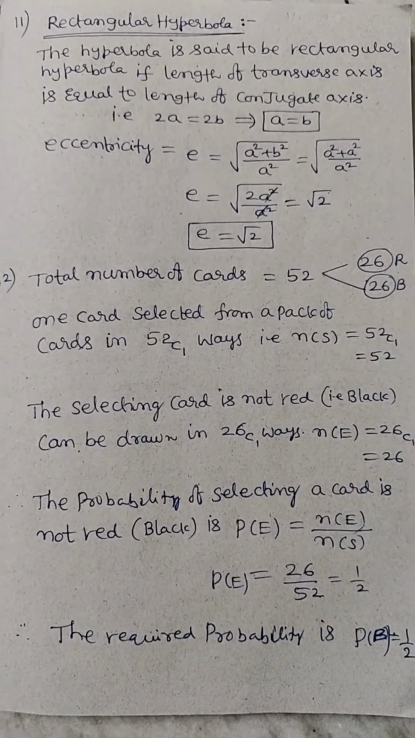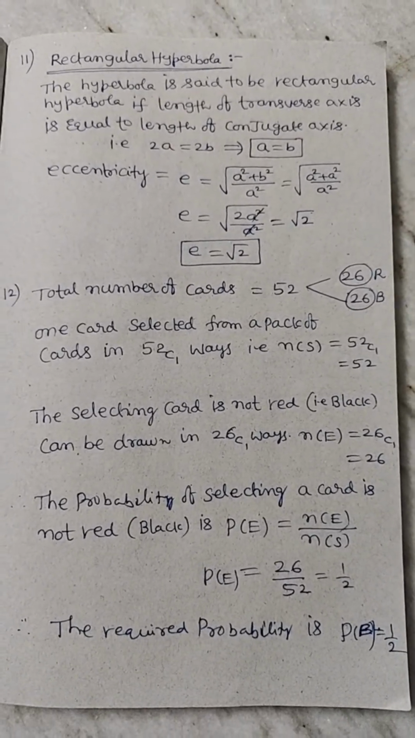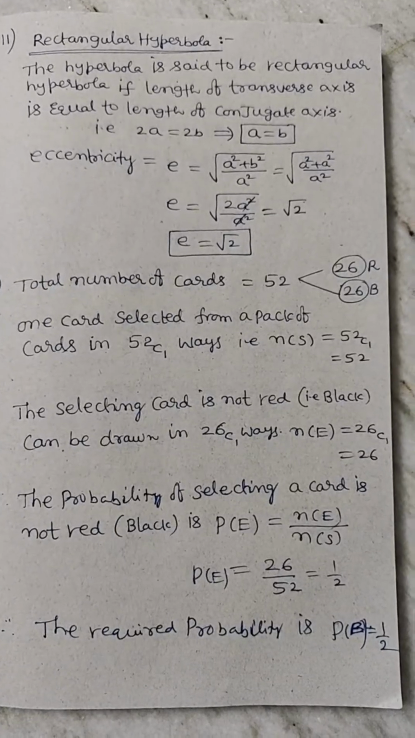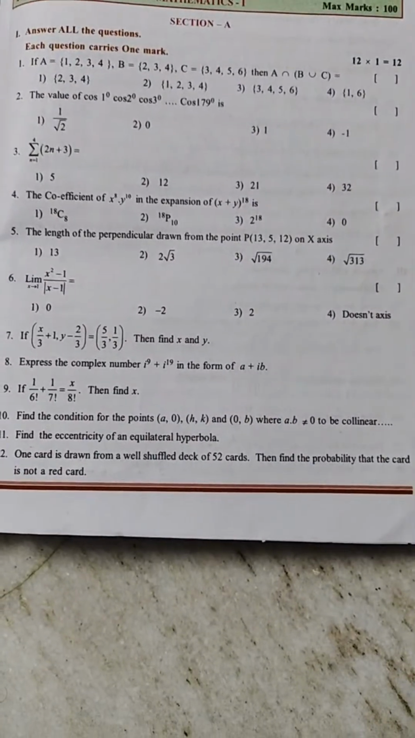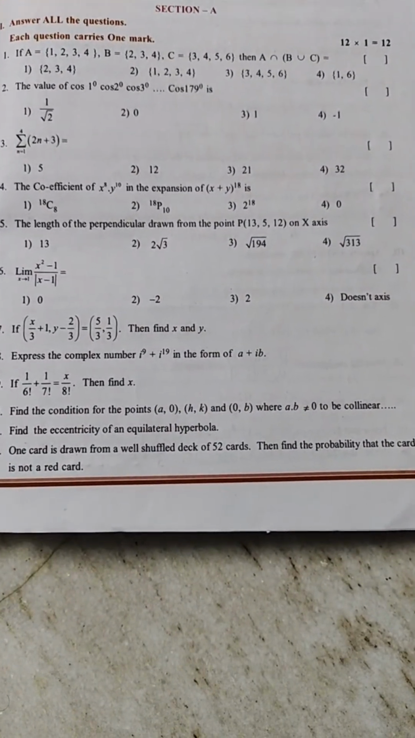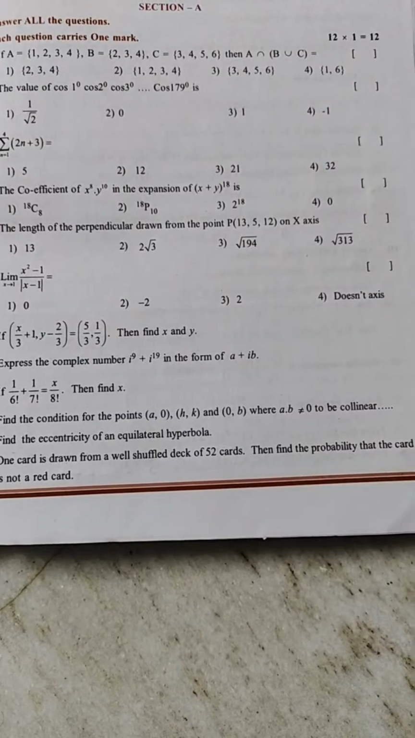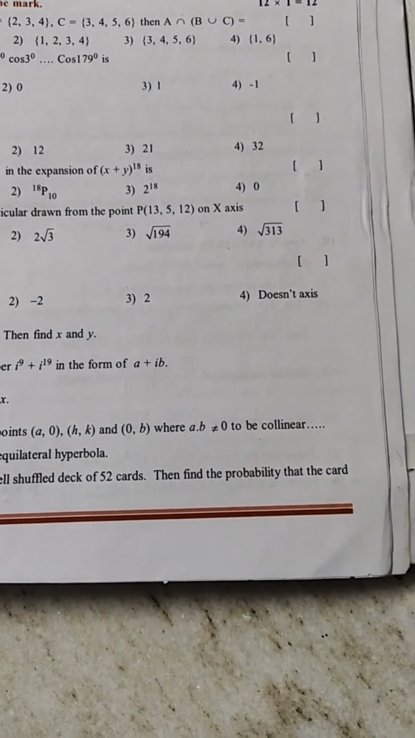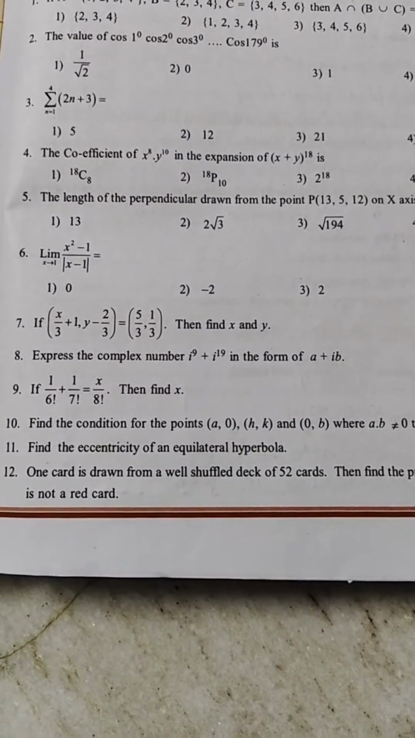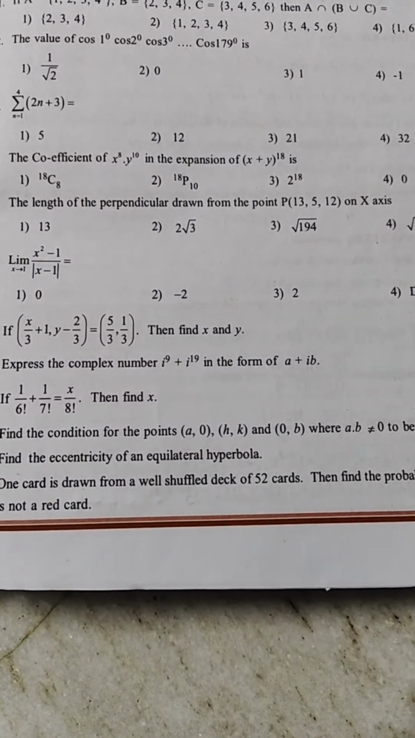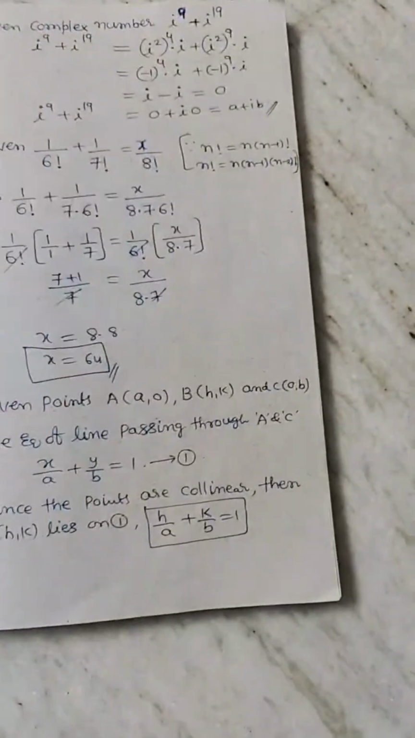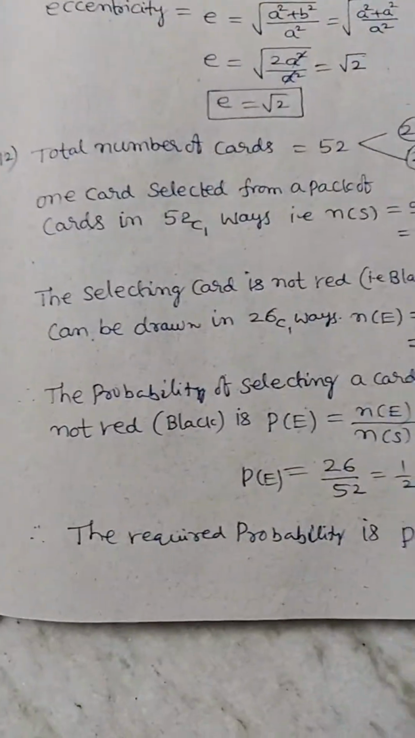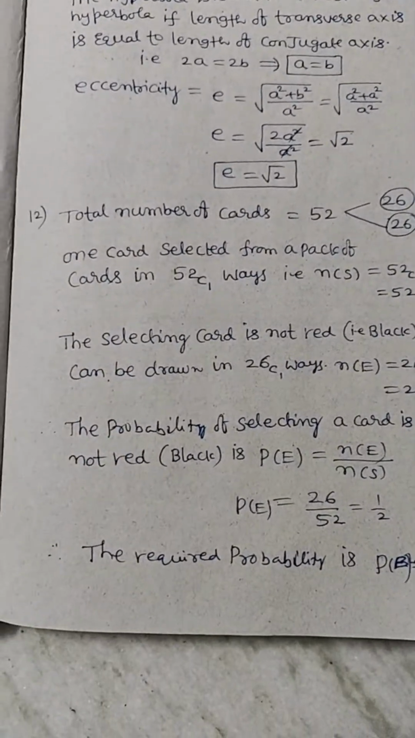Okay, dear students, we'll move to the last question in this section. The last question is related to probability. One card is drawn from a well-shuffled deck of 52 cards. Then find the probability that the card is not a red card. This is the question, dear students. See how we are going to do it. Here a clear explanation is given.